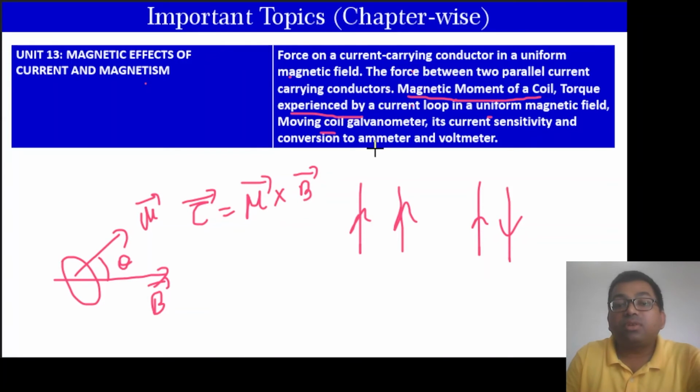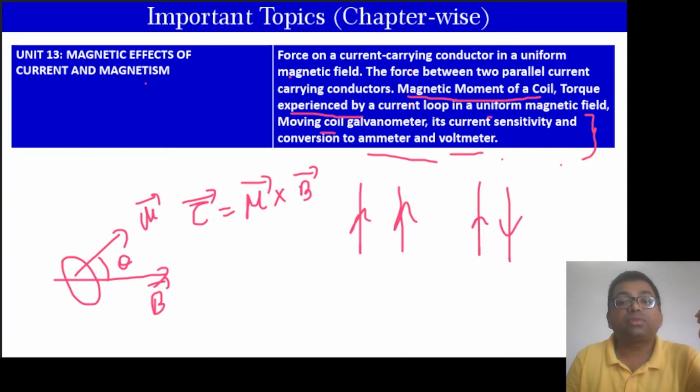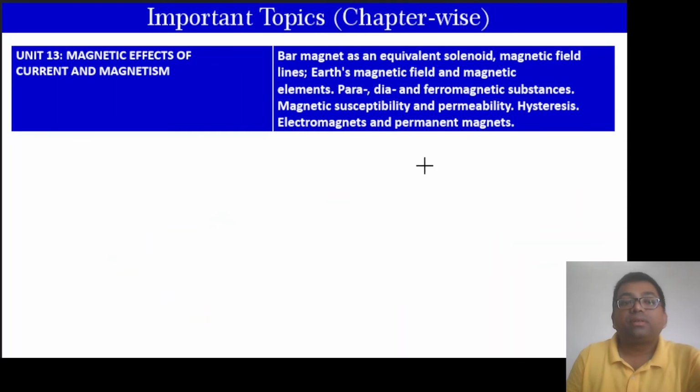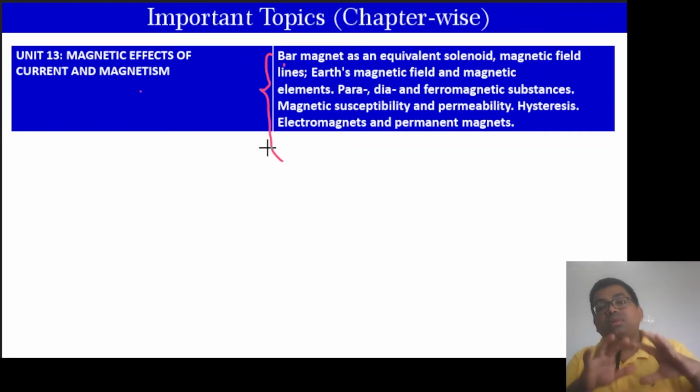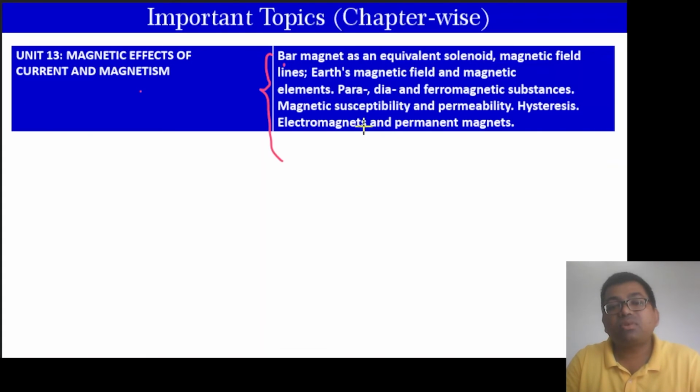Then conversion of a galvanometer into an ammeter or voltmeter. There are some questions based on this. In previous years also they have asked questions based on the galvanometer. So refer to these topics. Then magnetic effect of current and magnetism. There are other things like Earth's magnetism. Also matter and magnetism is a separate chapter, but that is part of this magnetism only.